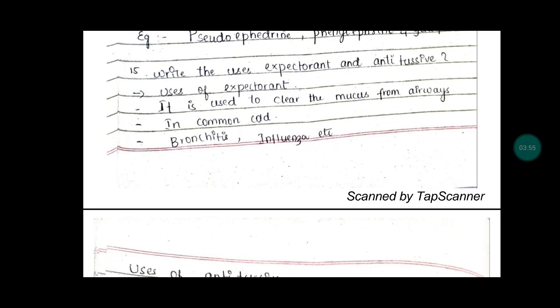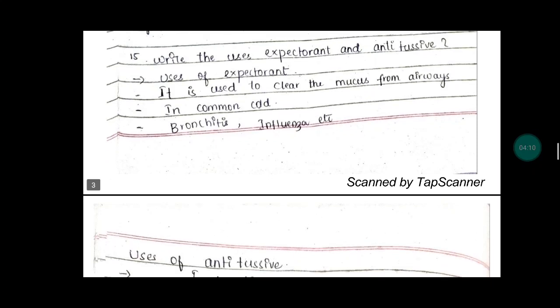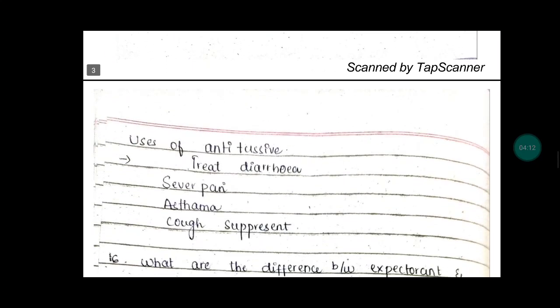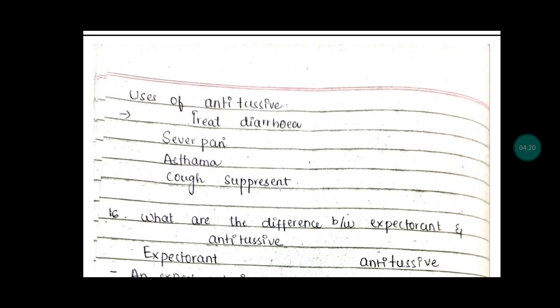Question number 15, write the uses of expectorants and antitussives. The uses of expectorants: they are used to clear the mucus from the airways, and in the treatment of common cold, bronchitis and influenza etc. The uses of antitussives: they are used to treat diarrhea and severe pain. They are also used in asthma, and they are cough suppressants.